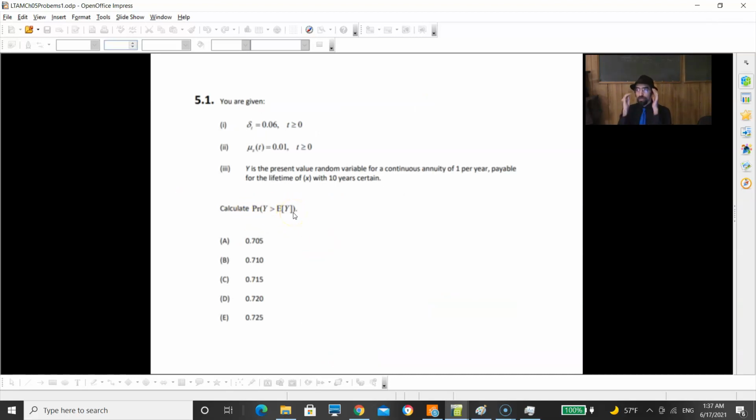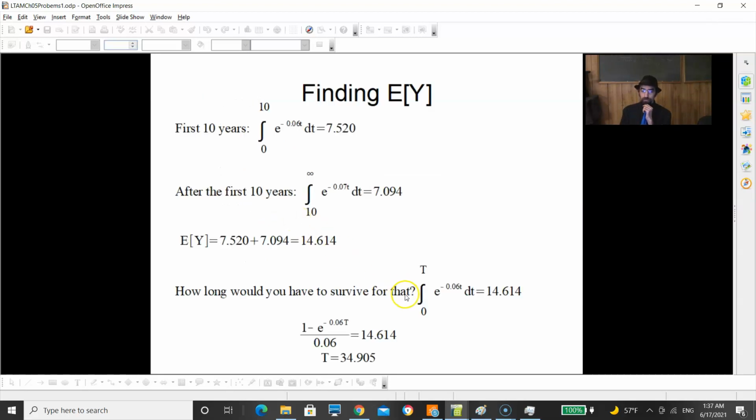All right, so the longer you live, the more the annuity is worth. So we figure out how long you need to live for the annuity to be worth its average value, right? So if you live for t years, annuity value would be the integral from 0 to t of e to the negative 0.06t dt.